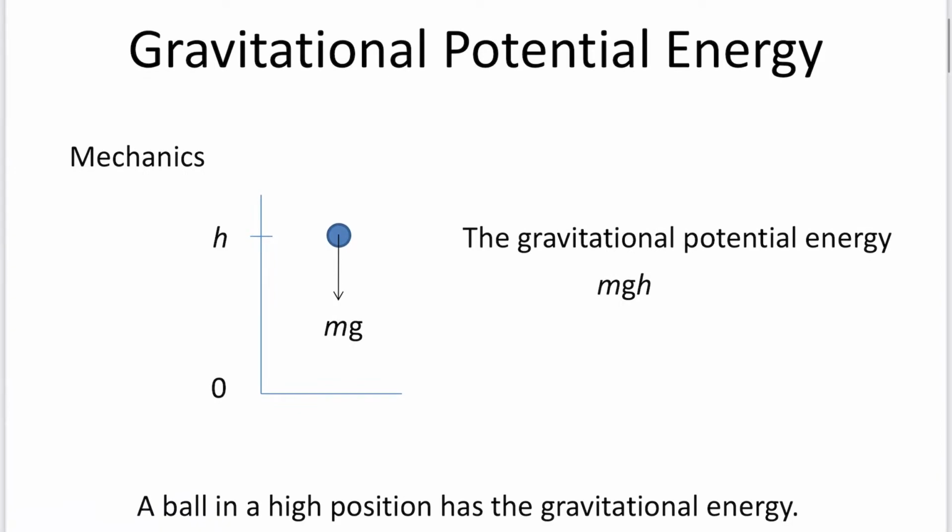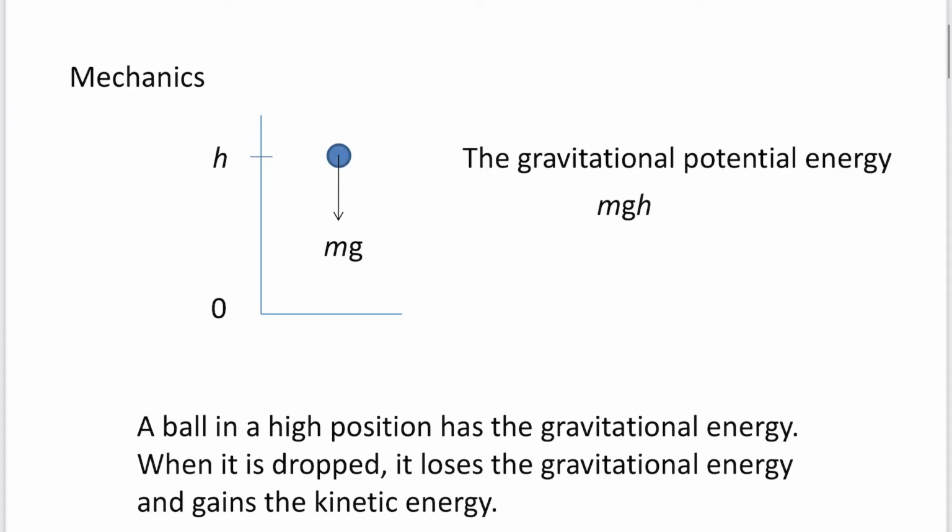First of all, we'd like to review the gravitational potential energy. If we consider the ball at the position of the height h, compared with the reference point of 0, gravitational potential energy is expressed as mgh. m is the mass of the ball, g is gravitational acceleration, h is the height. A ball in the high position has gravitational potential energy. When it is dropped, it loses the gravitational potential energy and gains kinetic energy.